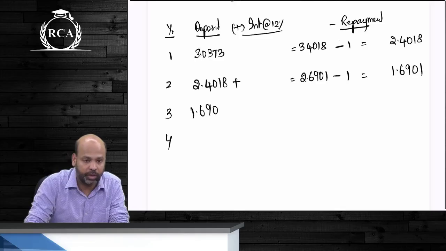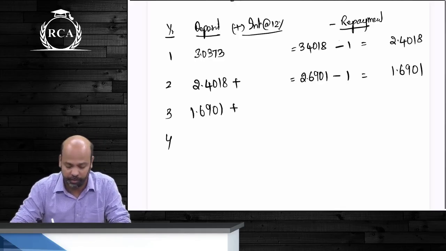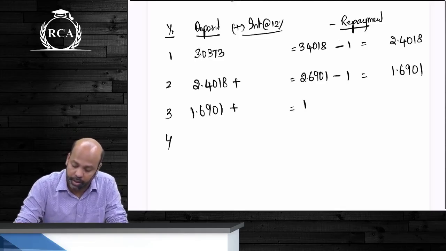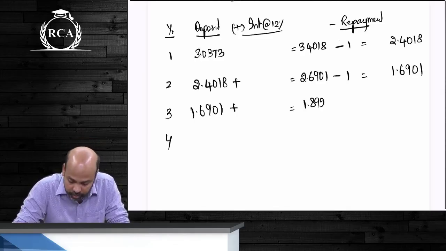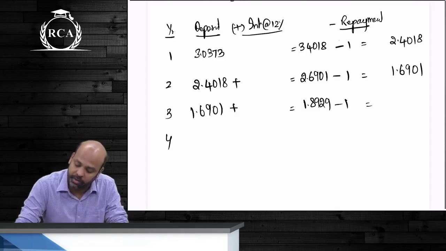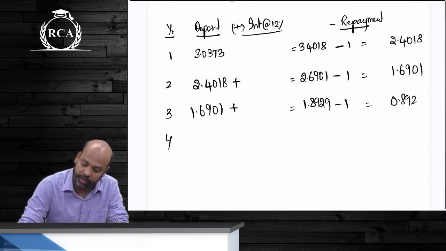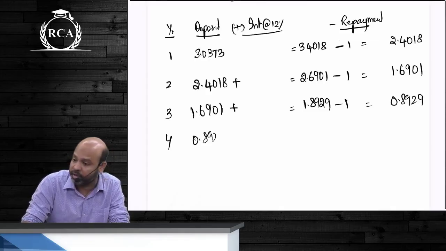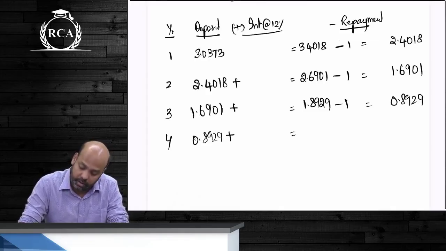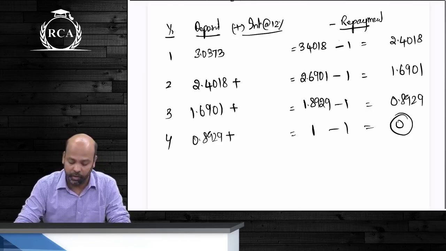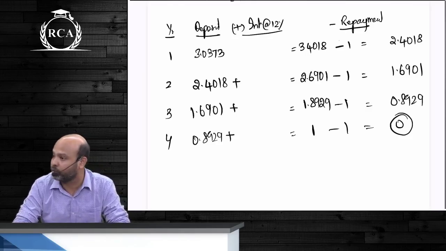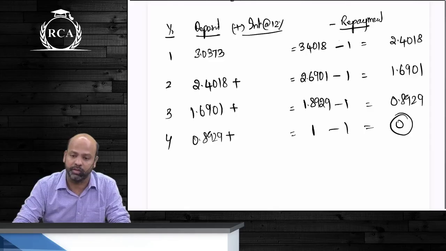Next year, beta, 1.6901. On that, you will add another 12% again. 1.89 minus 1 guys, 0.8929 or 8928. On that beta, the banker will give you interest at the rate of 12% for the last year. 1 rupee guys, minus 1, that is 0. The account will close. The balance along with an interest of 12% will become 1 rupee. You're going to withdraw that 1 rupee at the end of the 4th year guys, and the balance will come down to 0. This is how the calculation would work.